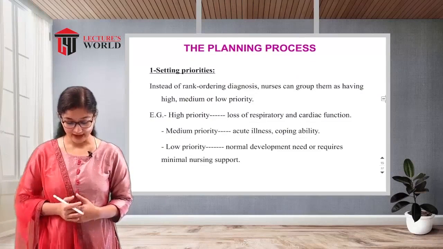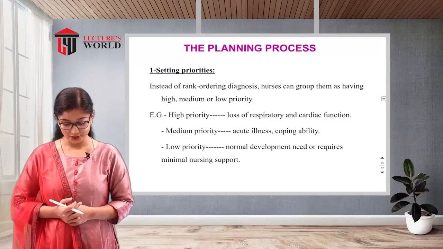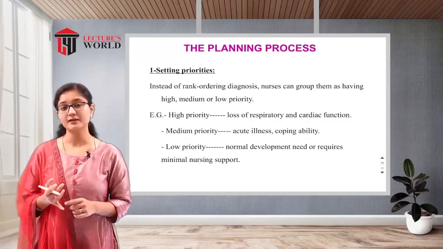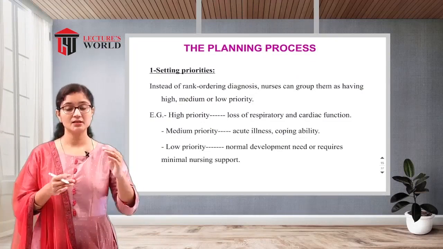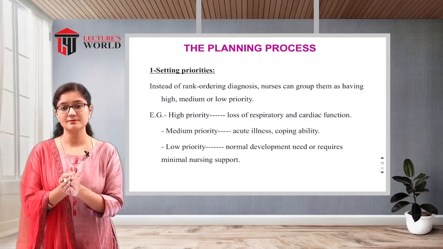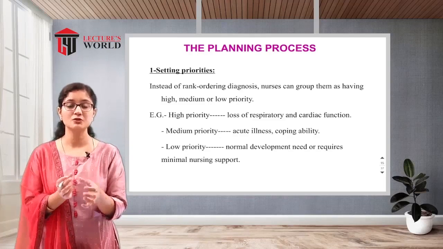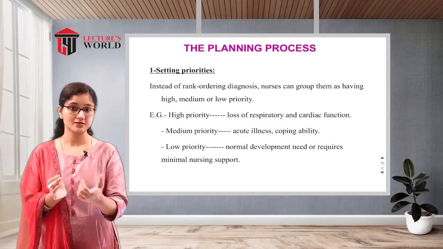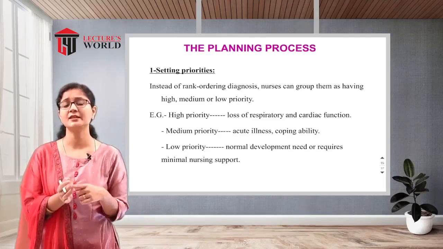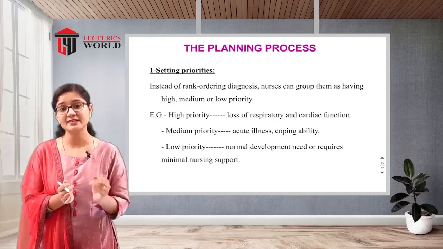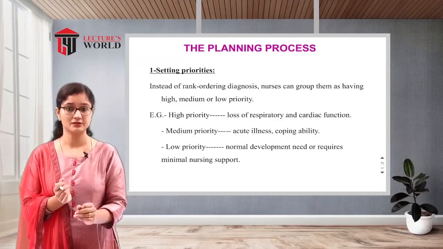So instead of rank ordering diagnosis, nurses can group them as having high, medium or low priority. So you can just give it a grouping. You know what the high priority is, as I just now said to you: airway, breathing and circulation is the highest priority for a nurse.